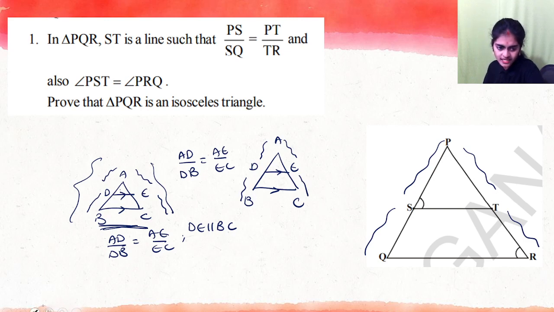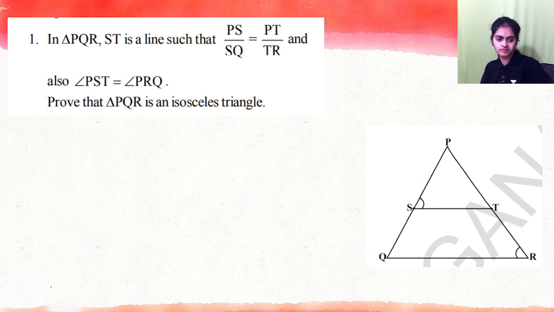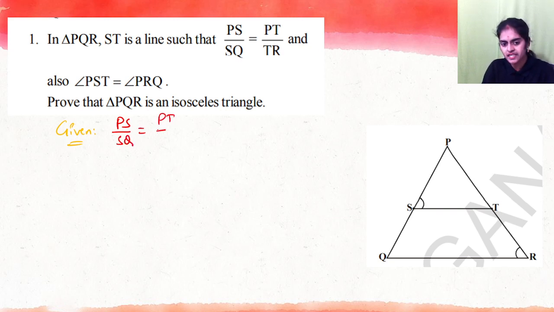What is given to us here? Let's understand. So it is given. First, what is given to you? Given: PS by SQ is equal to PT by TR. Okay. So PS by SQ is equal to PT by TR.